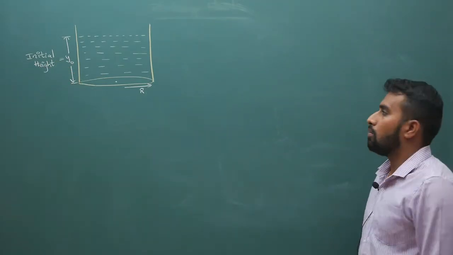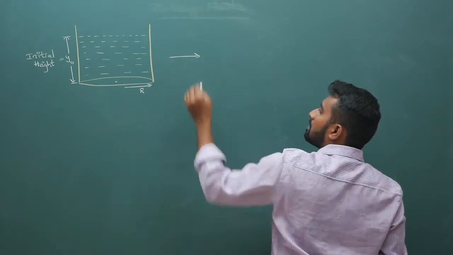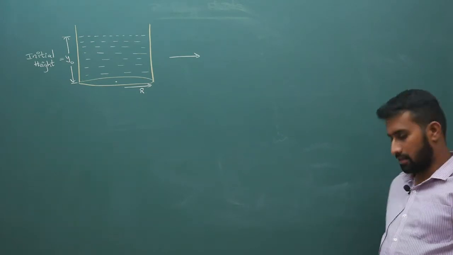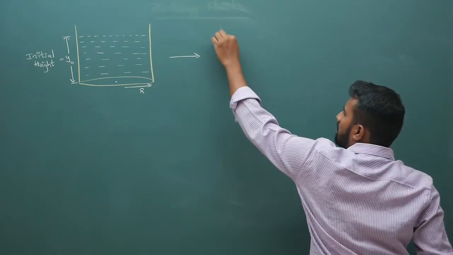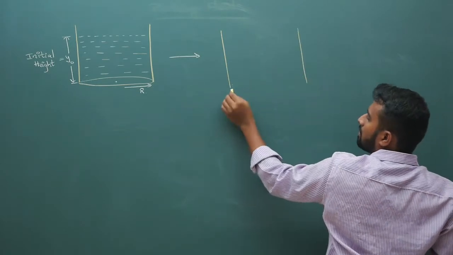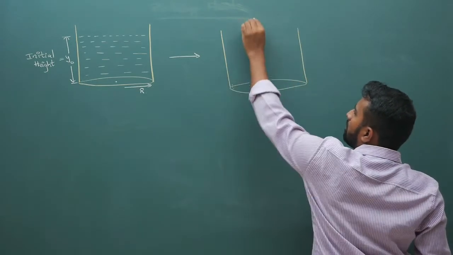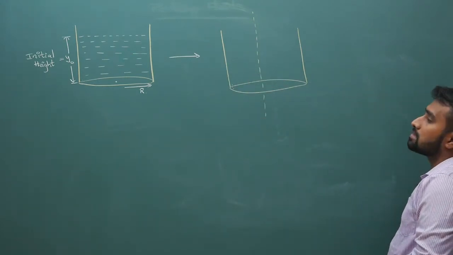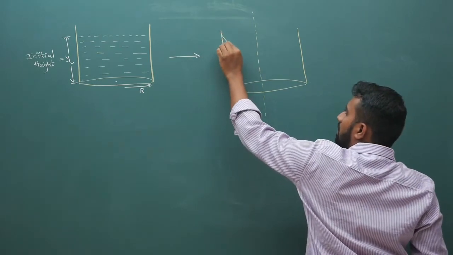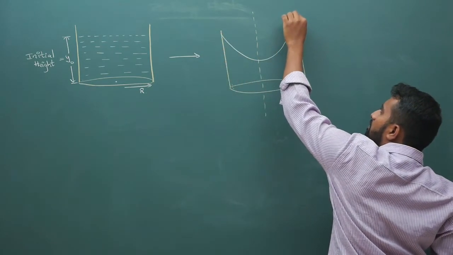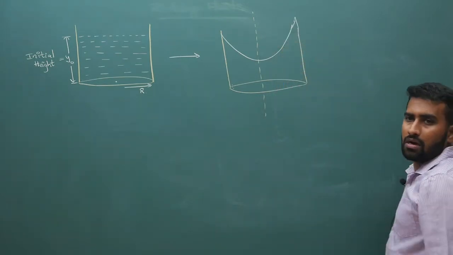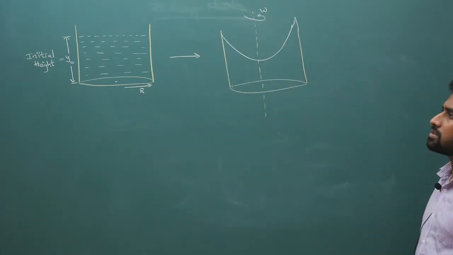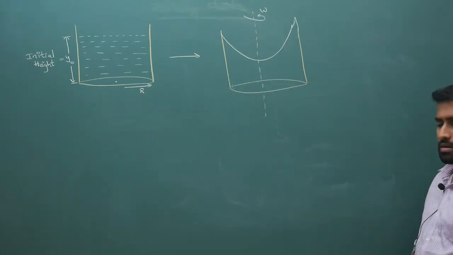Now what I am doing is, I have started to rotate this cylindrical vessel or container. Once I start rotating it, what will happen, I will elaborate first. Your liquid will start taking this kind of shape after giving some angular velocity omega. This is what is going to happen.